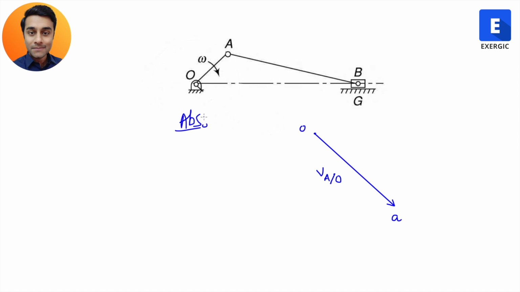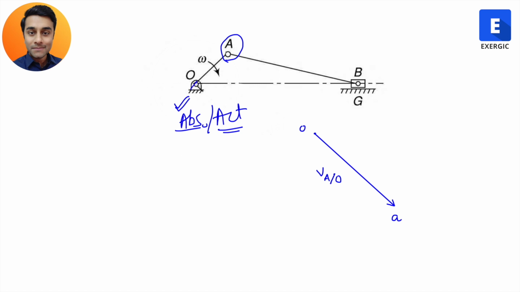If the question asks you what is the actual velocity of point A, actual means whatever observation we do at rest. So that velocity is actual, or absolute. So whenever a question asks you the absolute velocity or the actual velocity, it is basically asking you the velocity with respect to you, with respect to any person who is at rest.